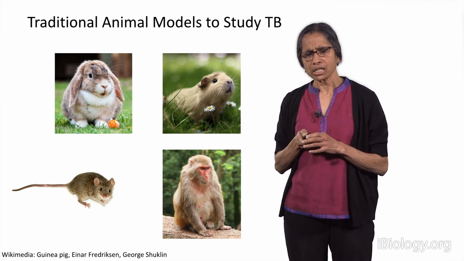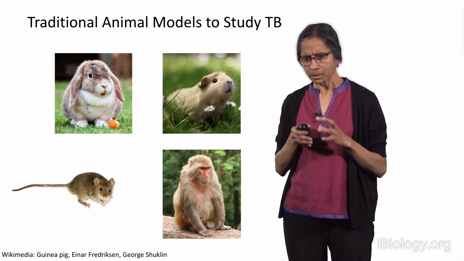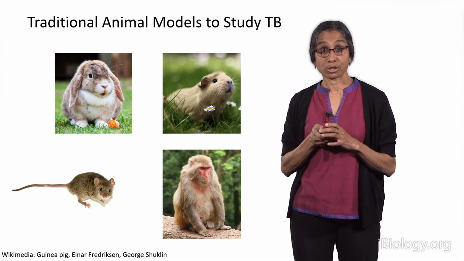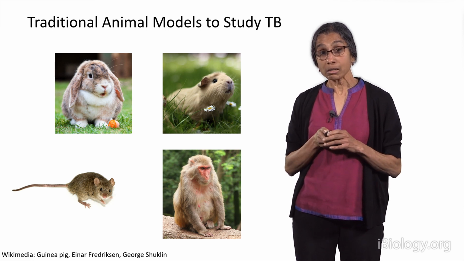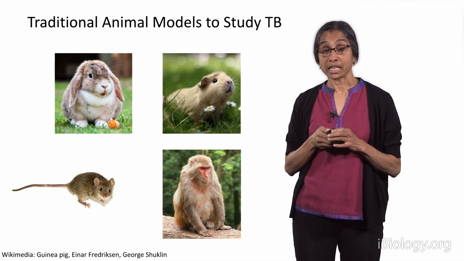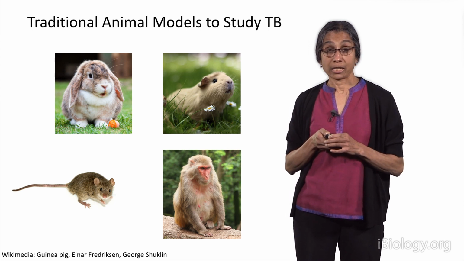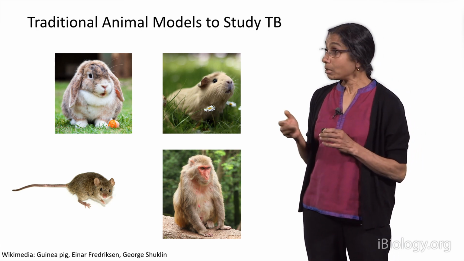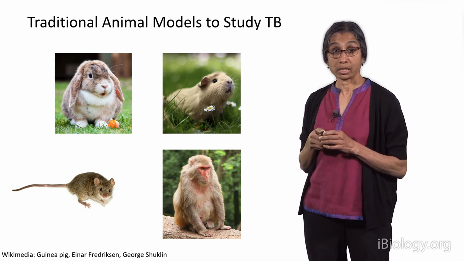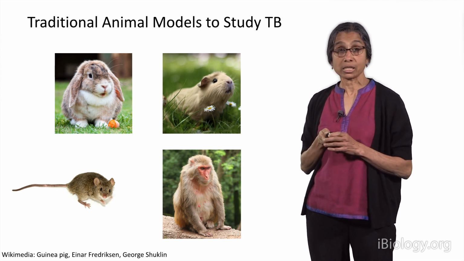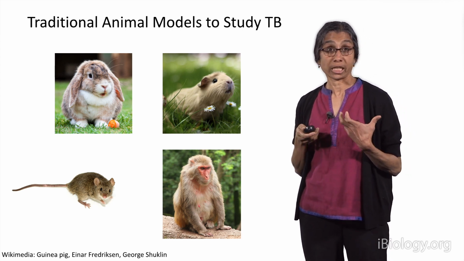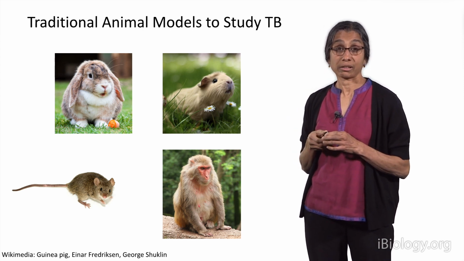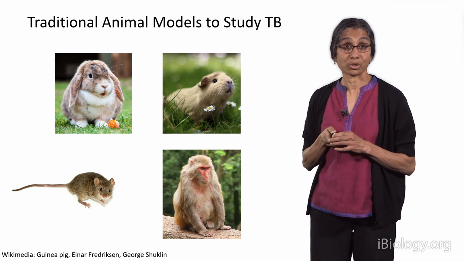One issue is that most mouse strains don't develop the nice tight granulomas that are associated with human disease, but there are some recently identified mouse strains that do. And so those could actually be quite good. Another more recently used model is the non-human primate. And this is a good model because it really recapitulates human disease. But the problem is, of course, they're expensive, there are ethical considerations, and obviously they cannot be used widely.